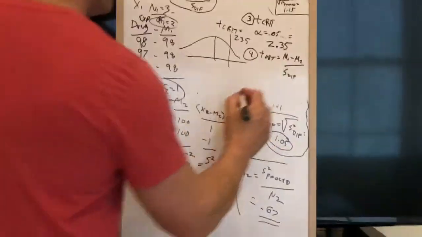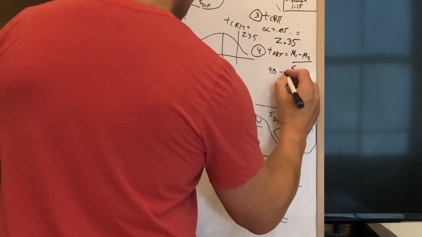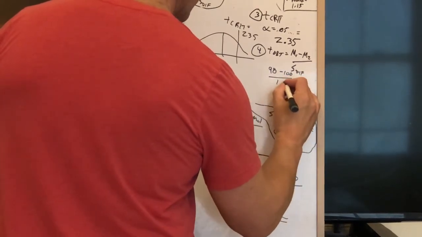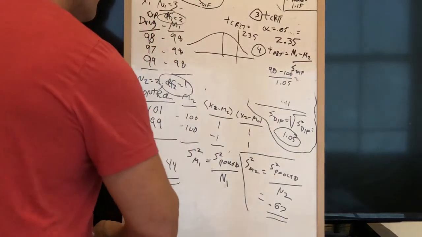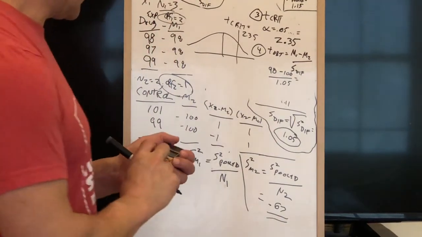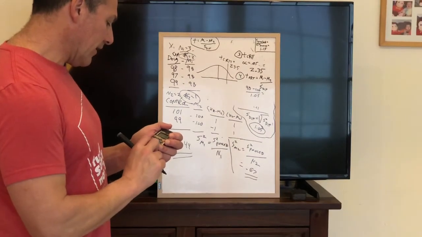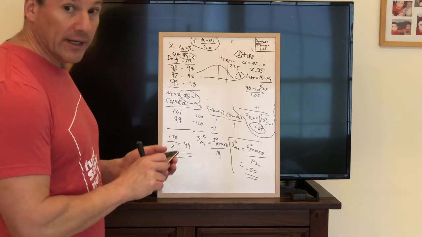Okay, which equals 98 minus 100 divided by 1.05. Okay, so that is looking like -2 divided by 1.05. And my calculator has that as -1.90.